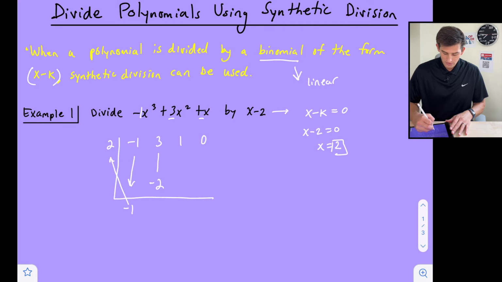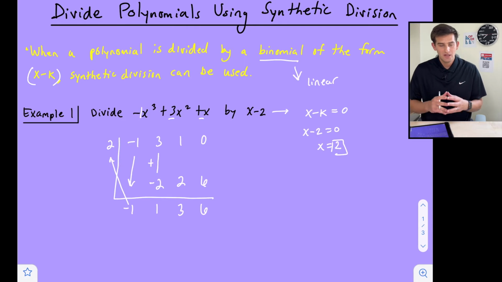So now we're going to add our vertical here. So we have 3 plus -2, that'd be like 3 minus 2, and we get 1. And so now we're back at a diagonal, 1 times 2, and we get 2. Now we add our vertical, 1 plus 2 is 3. Back to a diagonal, 2 times 3 is 6. And we add the vertical, 0 plus 6 is 6.